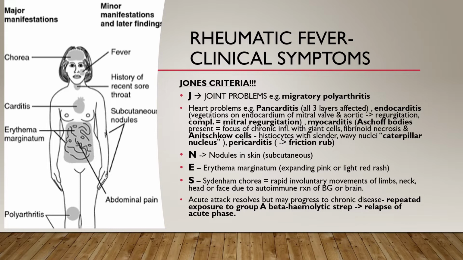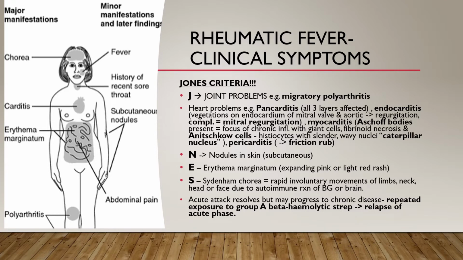It can also manifest as myocarditis, and what's very typical, and you cannot forget this term, are your Aschoff bodies. You might have seen it already in your pathoanat classes. This is basically an area of chronic inflammatory cells with giant cells, areas of fibrinoid necrosis, and specific types of caterpillar cells called the Anitschkow cells. These are basically histiocytes with quite wavy nuclei, and pericarditis as well, and that can lead to a friction rub.